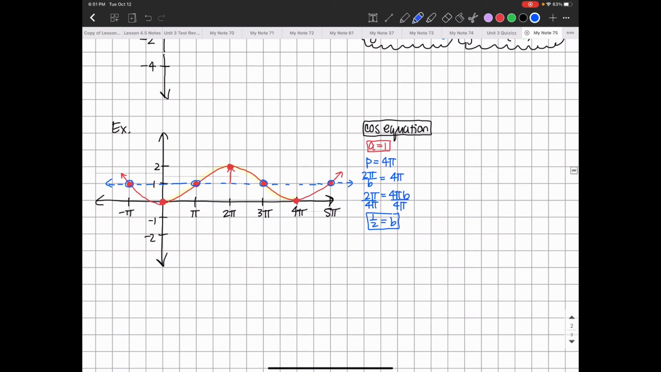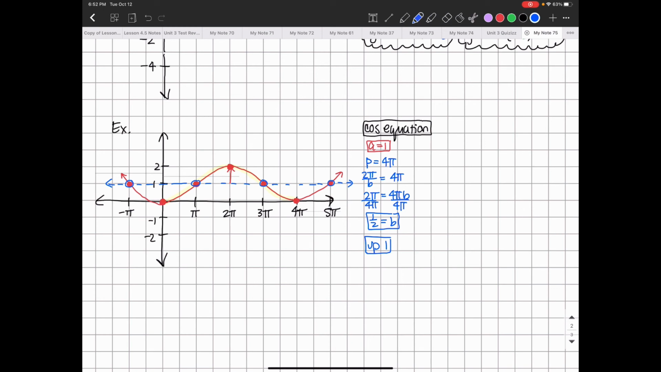I'm looking if there's a horizontal shift next. There is none because I started that yellow shape. That's why I chose cosine, because it started at 0, so there was no shift. But I do know that there was a vertical shift. So the center moved from y is equal to 0 to y is equal to 1. So I know I went up 1. All my points went up 1.